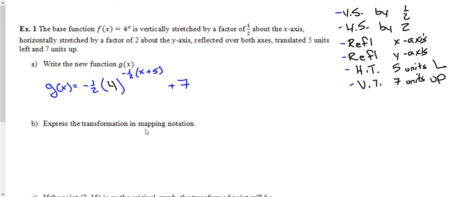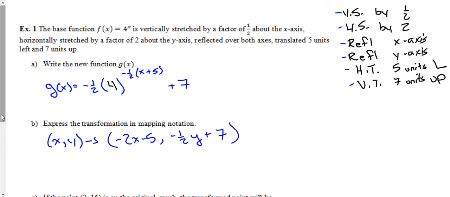The mapping for this will still be similar to every other mapping. So you have x comma y original, and that's going to transform into minus 2x, and because we're going to the left, minus 5, and we have our negative 1/2 y plus 7. And there we go, that's our mapping.